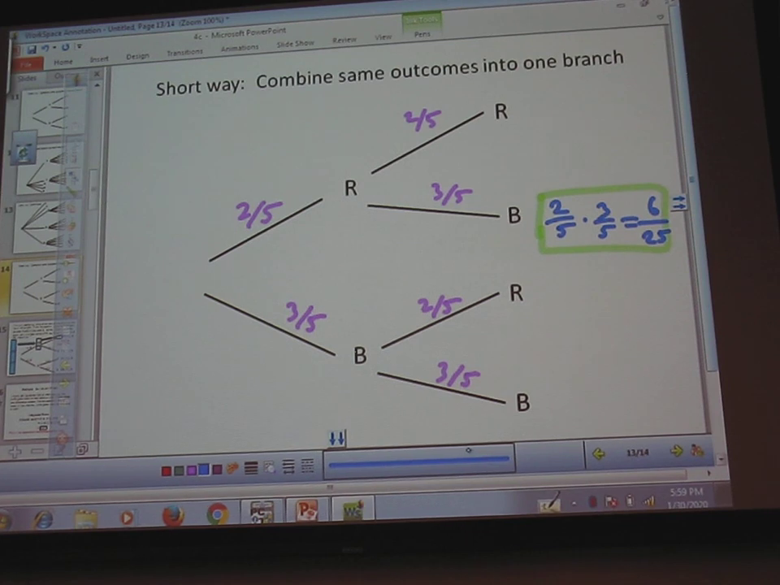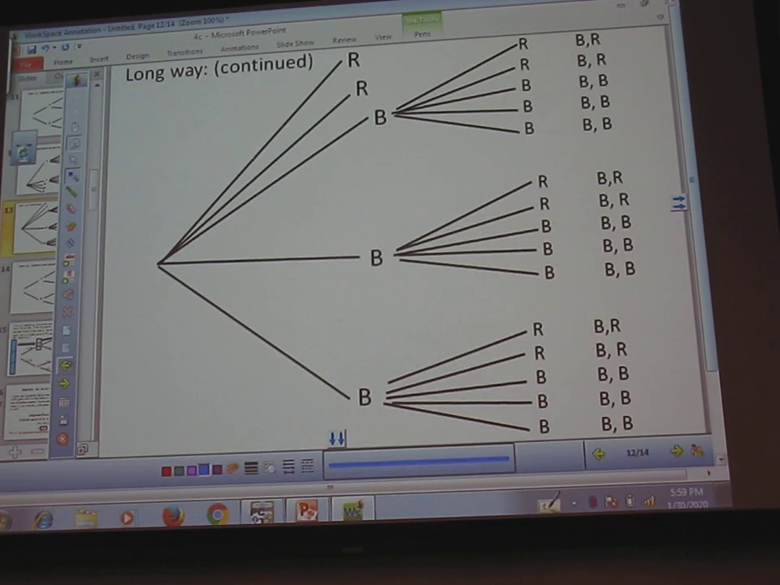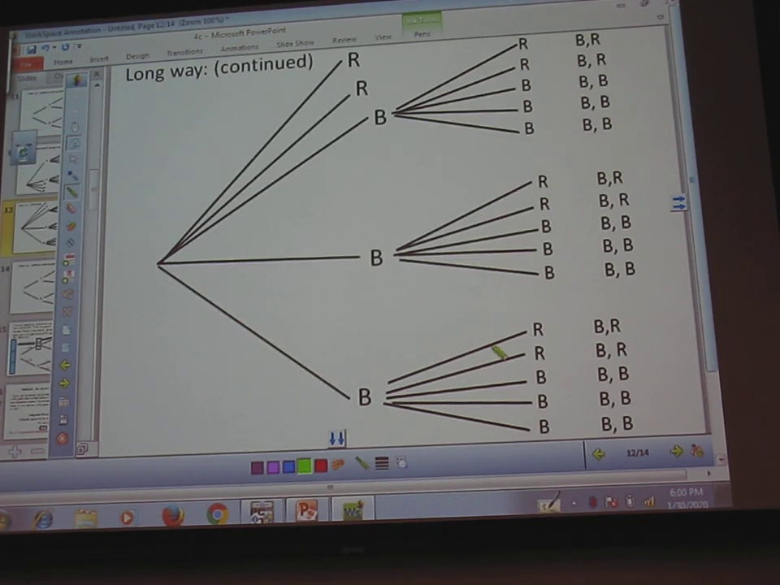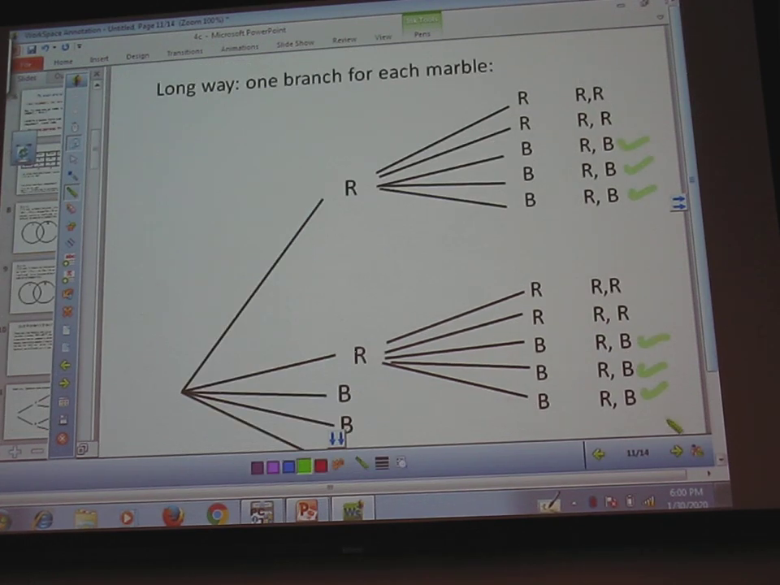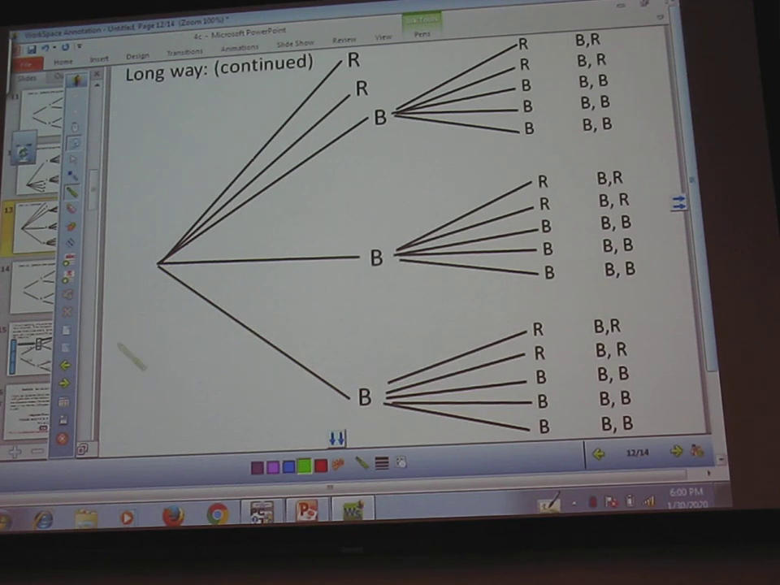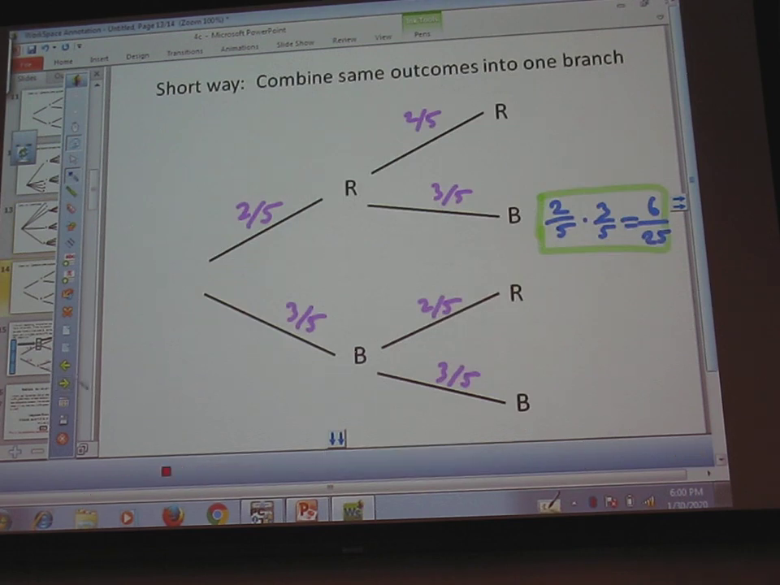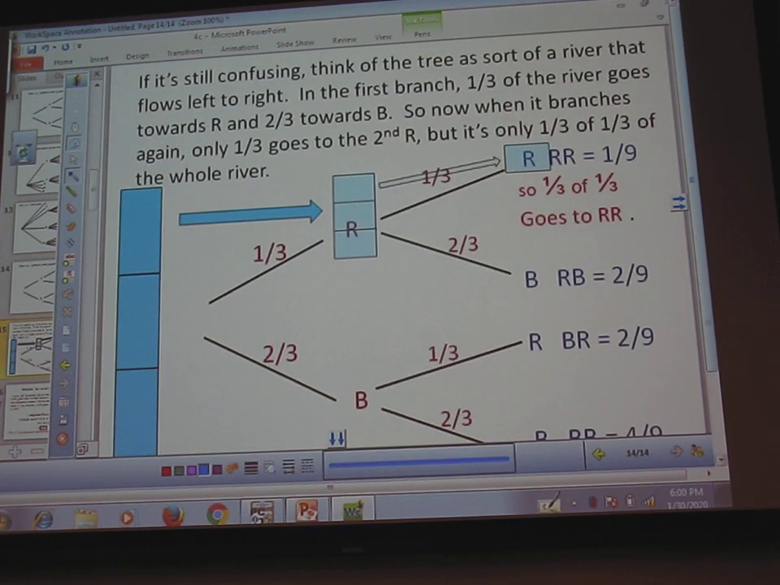Now, what if you did it the other way? You would have said, okay, red then blue. Red then blue. That's this guy, that guy, that guy, that guy, that guy, that guy. Over here, none of those. So it's going to be 1, 2, 3, 4, 6 out of 5, 10, 15, 20, 25. So either way, you still get 6 out of 25. Make sense? Okay. But from here on out, it's going to be easier to combine these.